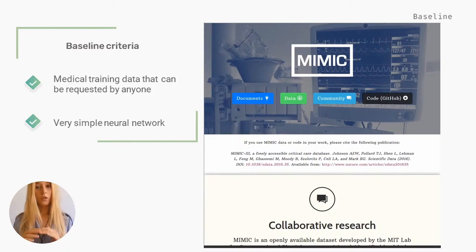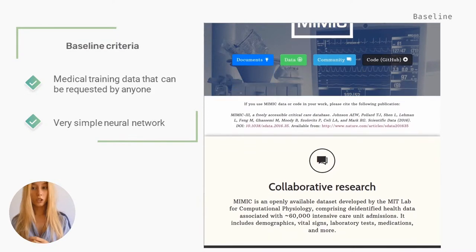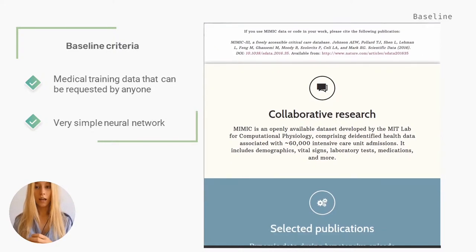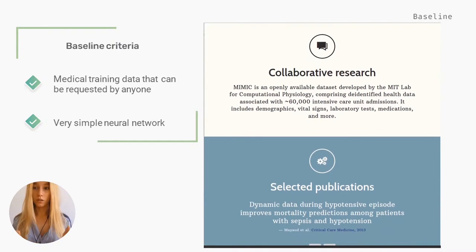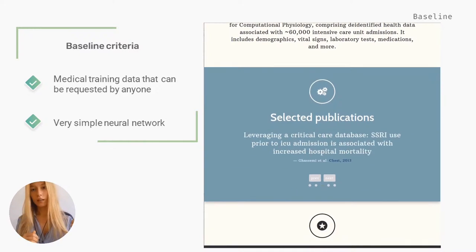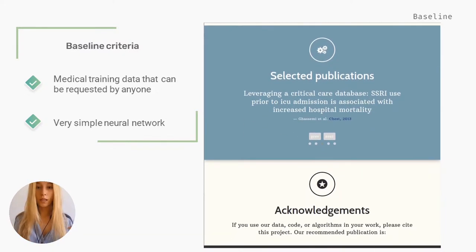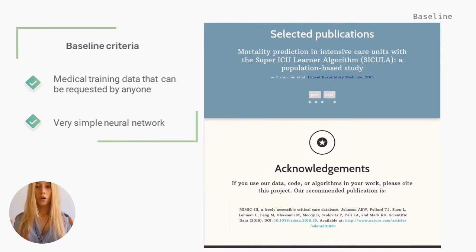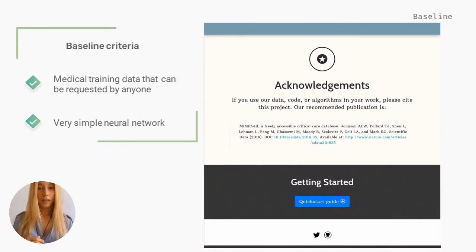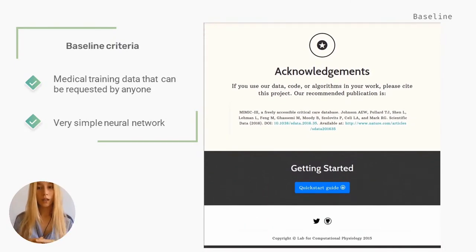With regard to the data, the MIT Lab for Computational Physiology made an openly available dataset comprising de-identified health data associated with about 1,600 intensive care unit admissions, including demographic, vital sign, laboratory tests, medication, and more. If you are interested, you can find a lot of additional details on this database called, as you can guess, MIMIC-III. We will use data from the MIMIC-III database, but not all of it.